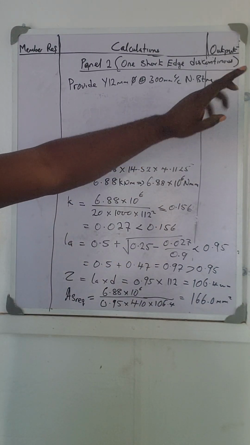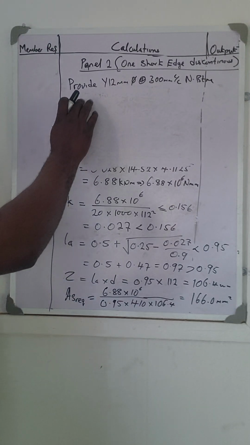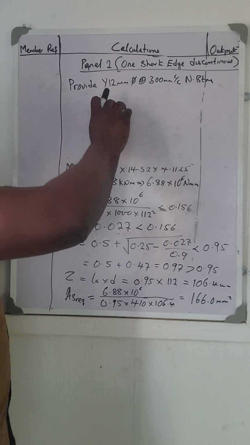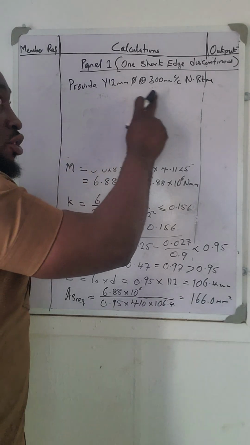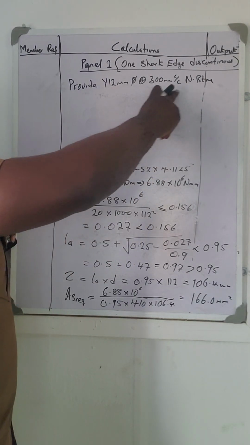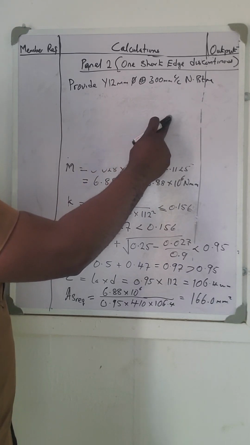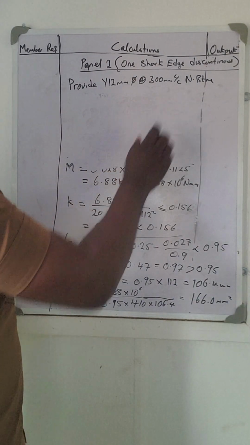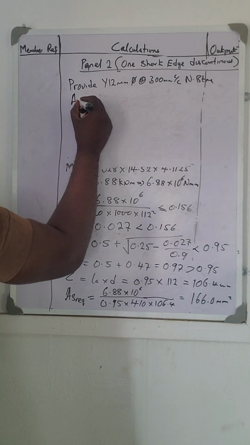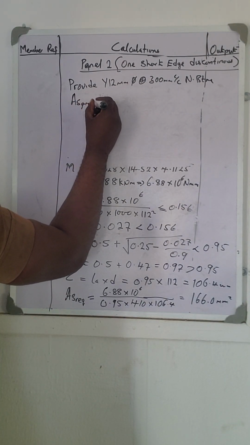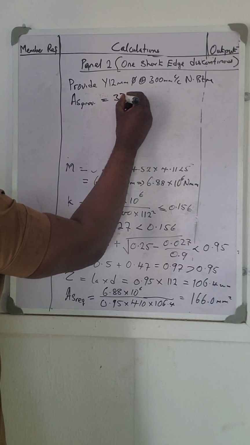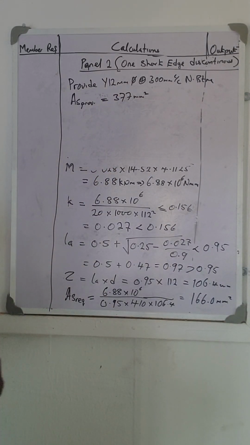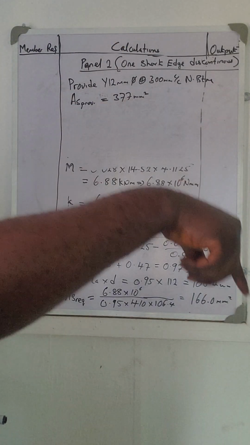The reason why it is near bottom is we have already calculated for the short span. That's the shorter span. You understand? That now becomes the main reinforcement, the main bar, while this one is now the distribution. So it's near bottom. We have gotten our area provided, AS provided, equal to 377 millimeter square. We have done that for the mid span of the long span.